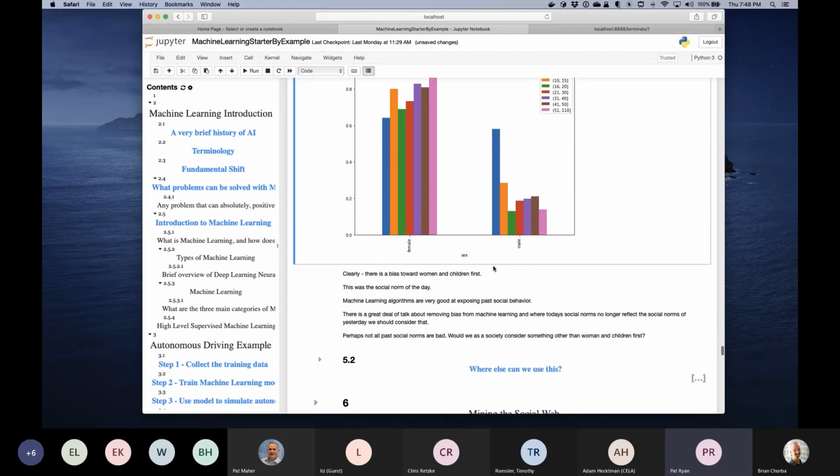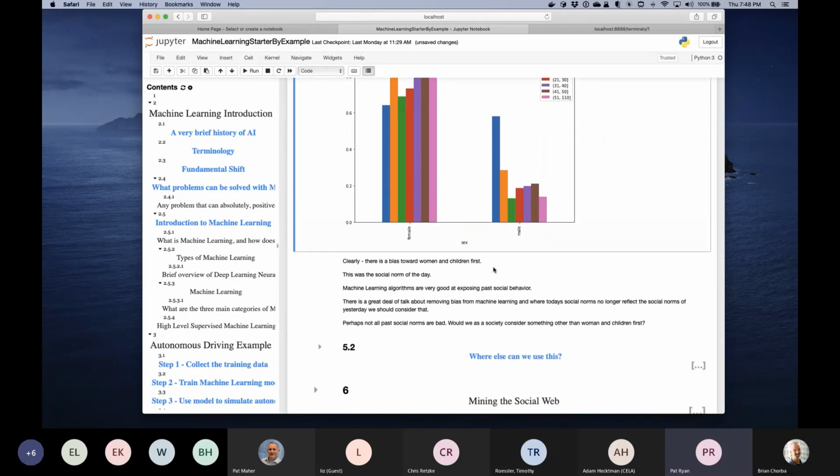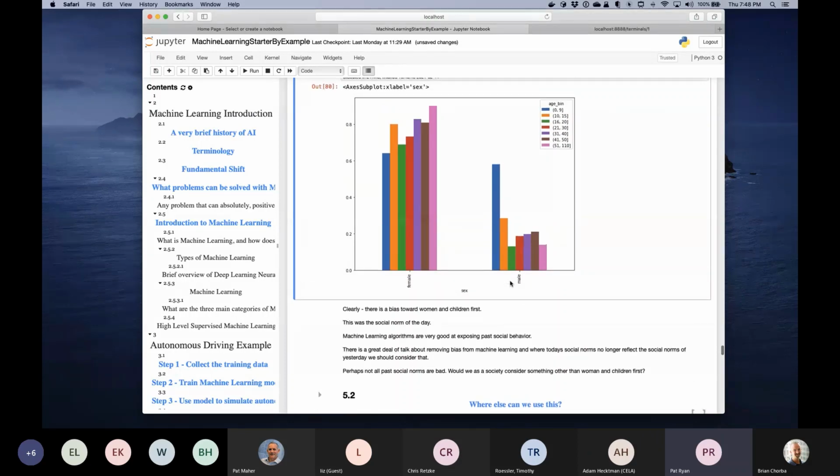So I like to point this one out, again, not because I think it's a great machine learning example, but when we talk about bias in the data, I think it was Adam that talked about data bias and model bias. Machine learning algorithms tend to expose past behavior. This is exposing a past behavior of women and children first. And I know we talk about bias in machine learning models, and we immediately have a negative connotation to that. But I guess what I'd like to point out here is that sometimes the bias is really just reflecting the social norms of the day.